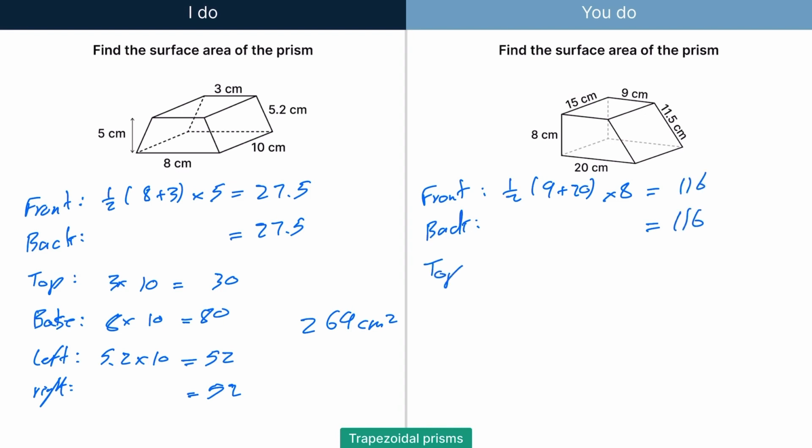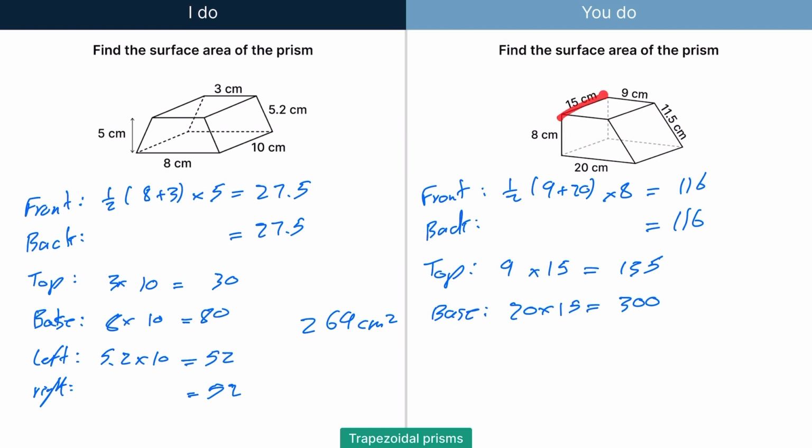So if I now go straight to the top, that would be 9 times 15. And if I type that into my calculator, that's 135. And then the base, so the bottom piece, that is going to be 20 times 15. So 20 times 15, that gives me 300. And then finally, I am left with this and this.